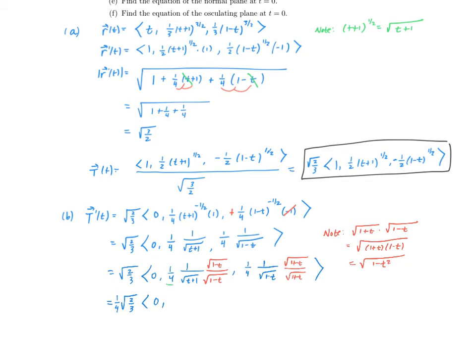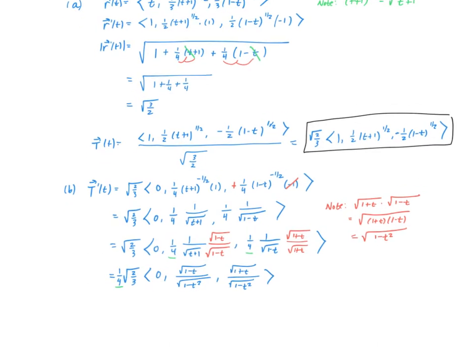So note you have a 1/4 in the second and the third component. We can pull that out front because the first component is 0. So if we put the 1/4 back in, that 0 is still unchanged. So our second component now has become the square root of 1 minus t over the square root of 1 minus t squared. And the third component is the square root of 1 plus t over the square root of 1 minus t squared.